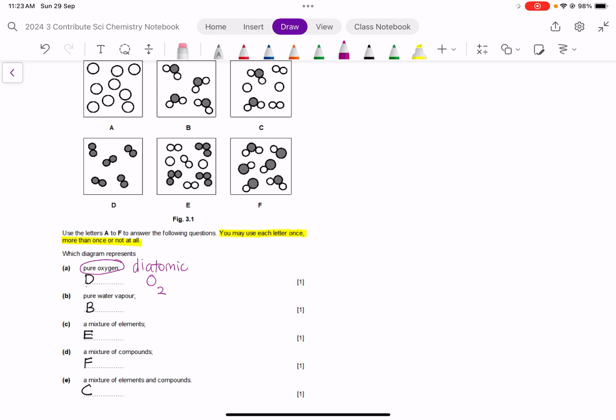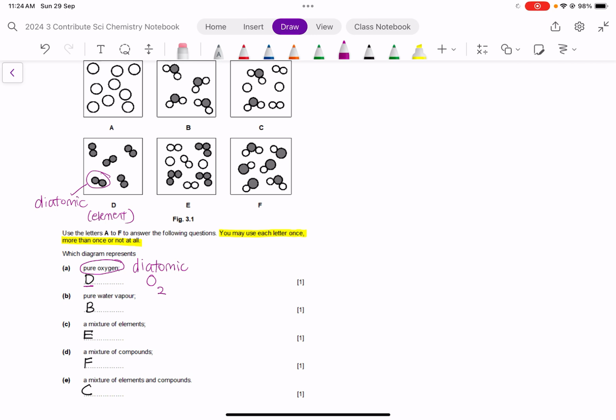Okay, so D is the best answer because D is an element. There is only one type of circle, one type of atom inside D. So we know D is an element. Moreover, D is a diatomic element. The 2 atoms which are identical are joined and combined together, so it's O2.